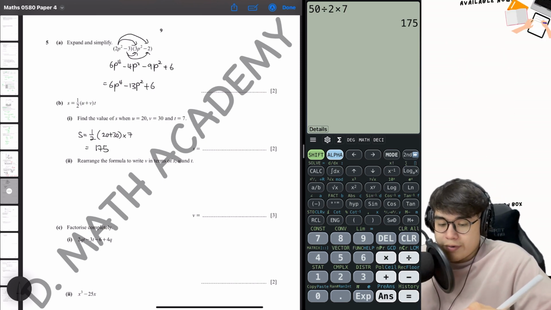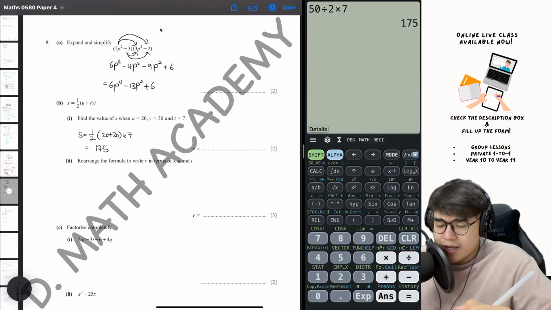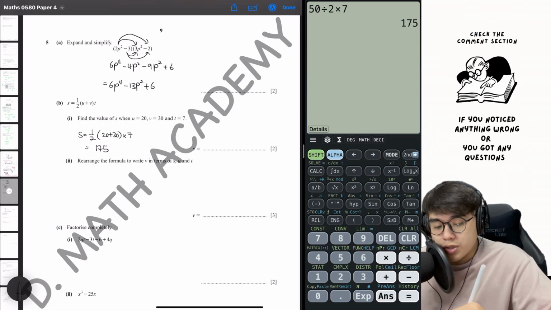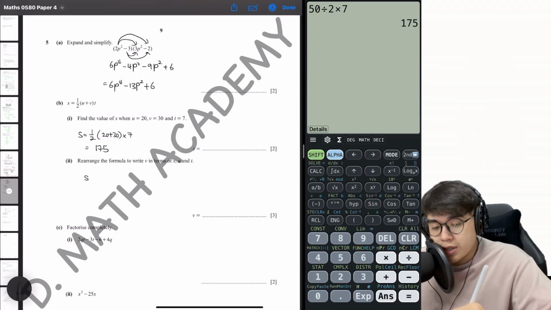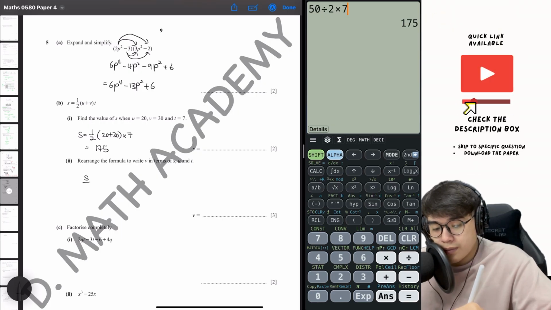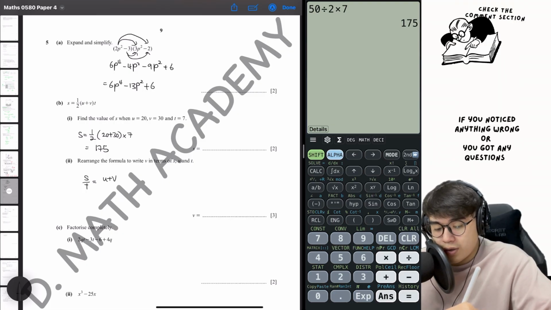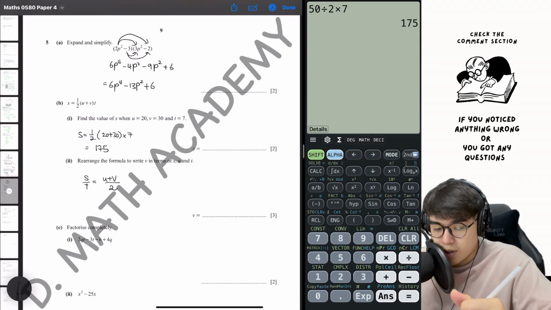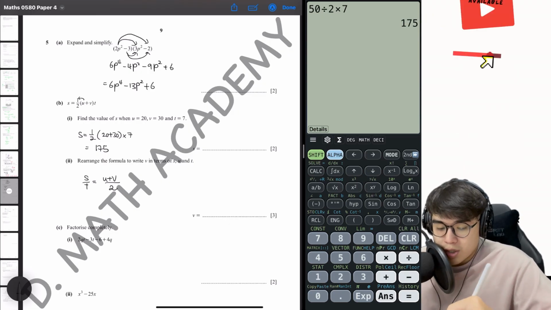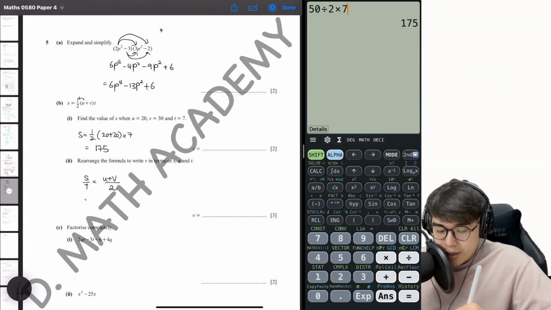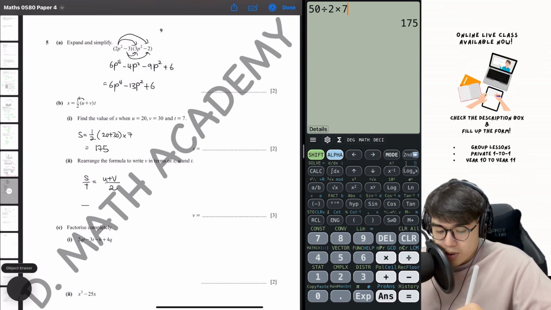Moving on, rearrange the formula and make V the subject. Okay, so first thing that I would do is to bring the T to the other side. So from multiply, it becomes divide. Then U plus V over 2, I bring it up to the top. So from here, I'll be taking S and cross multiplying them.